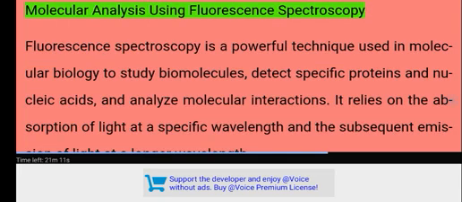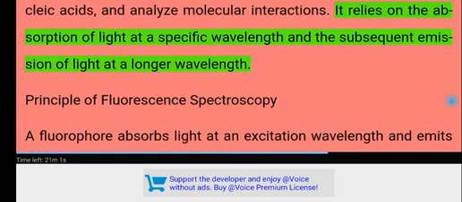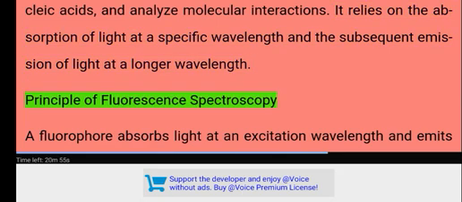Molecular analysis using fluorescence spectroscopy. Fluorescence spectroscopy is a powerful technique used in molecular biology to study biomolecules, detect specific proteins and nucleic acids, and analyze molecular interactions. It relies on the absorption of light at a specific wavelength and the subsequent emission of light at a longer wavelength. Principle of fluorescence spectroscopy.